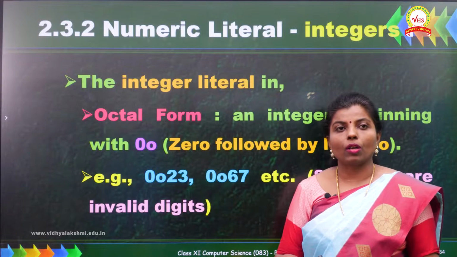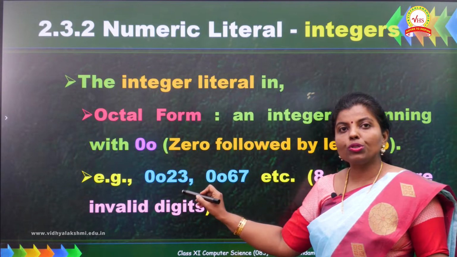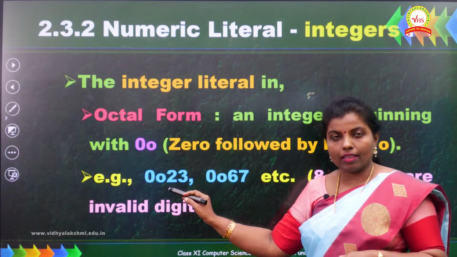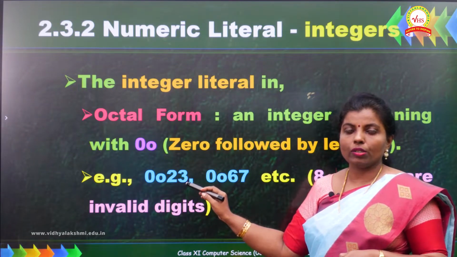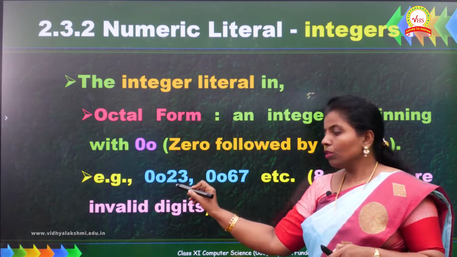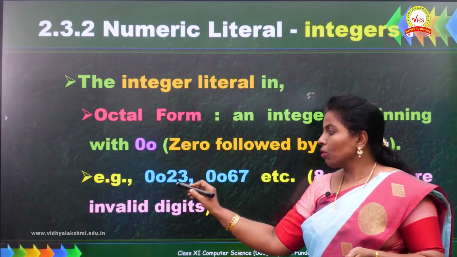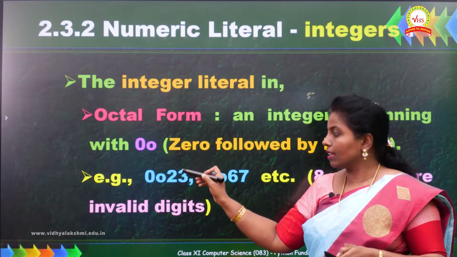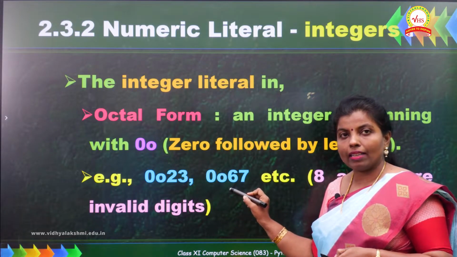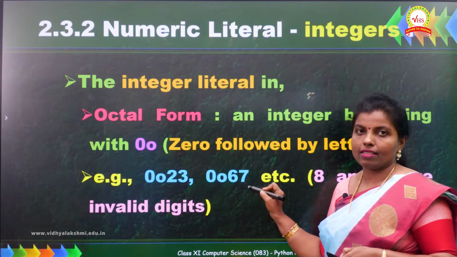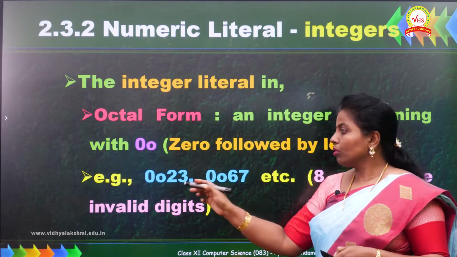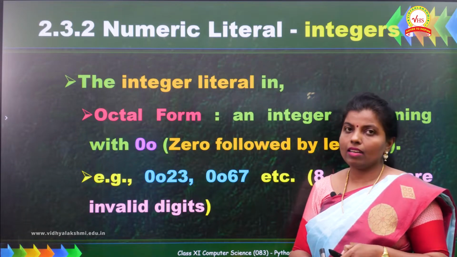Let us see the example now. You can see 0o23 is given. According to our rule, it starts with 0 followed by the letter O and a valid combination of digits. The octal number system has the numbers between 0 and 7, and 2 and 3 are between 0 and 7. So this number is treated as an integer literal in octal form. Here is another example. It starts with 0 followed by the letter O and followed by 6 and 7. These 6 and 7 are valid digits of the octal number system, so this is also an integer literal in octal form.